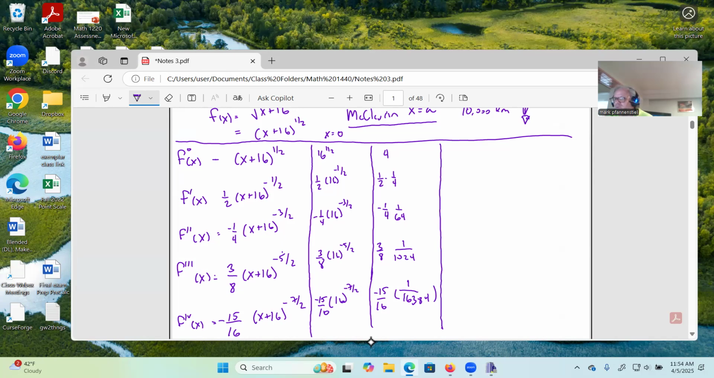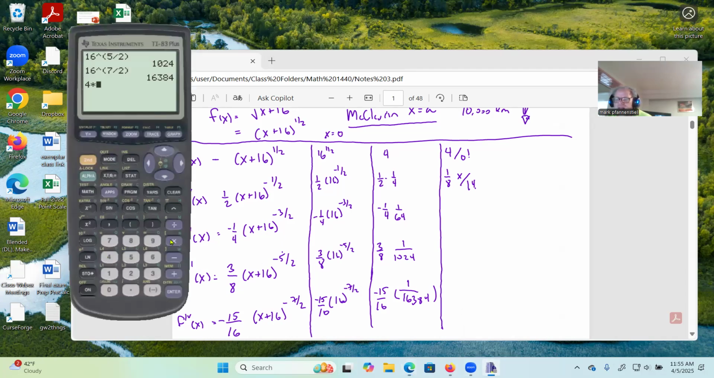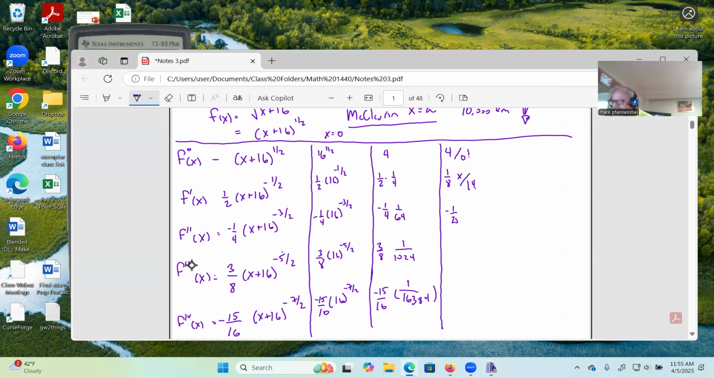So this is going to be 4, and then it's x to the 0. So 4 times 1. And then this term is positive, so we're going to get 1/8 times x over 1 factorial. Okay, this is over 0 factorial. We're going to get 4 times 64, so let's go ahead and have a look at that. So it's going to be 4 times 64. Okay, so that was negative 1 over 256. And this is my second derivative. So this is going to be x squared over 2 factorial. Okay, so then we're going to have 3 over 8 times 1024.